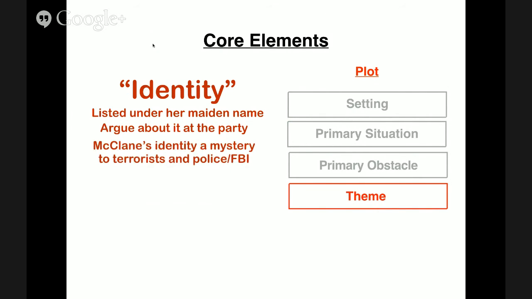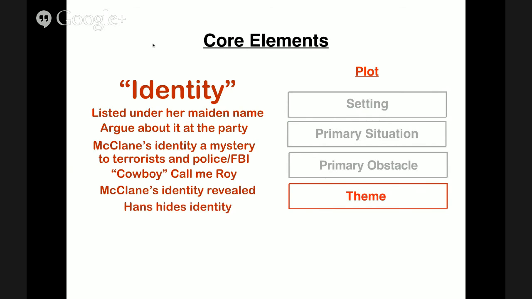When McClane contacts the police, that whole back and forth is about who is this guy? The police want to know, the FBI wants to know, the terrorists certainly want to know. They call him the cowboy. He tells Al Powell, call me Roy. His identity is revealed during a key moment when that idiot in Holly's office tries to negotiate a deal and gives him McClane's name.